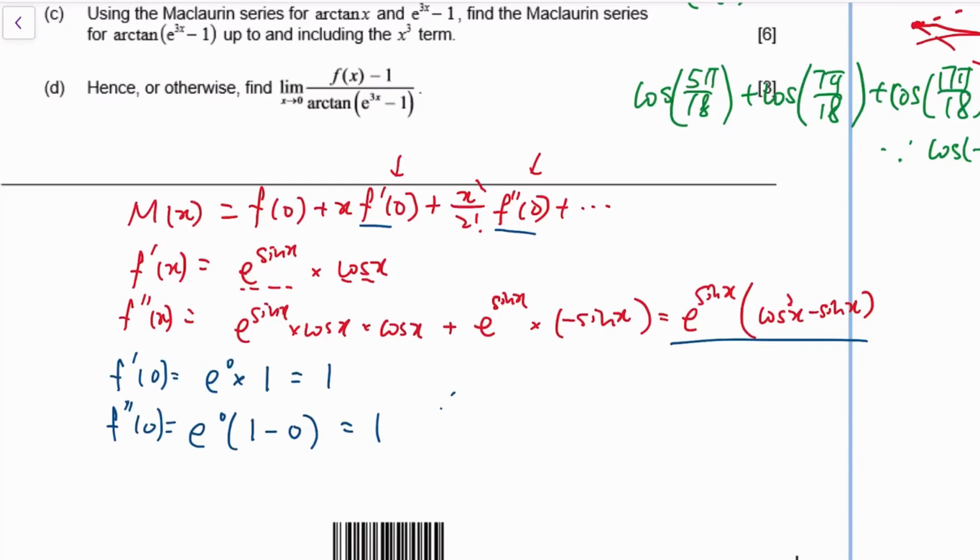Okay, so the Maclaurin series would be f(0). Oh, we still need f(0). I somehow forgot f(0). The function was e to the power of sine x, so it's e to the power of 0 again. So it's also 1. So it's 1 plus x times f prime 0, which is 1.